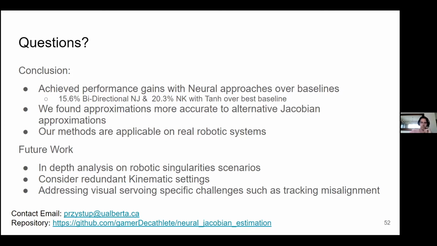And we had some ideas of analyzing some stuff more specific to robotics problems like singularities, issues of redundant kinematics where the Jacobian is not as well conditioned. And there are some issues more specific to visual servoing, where we assumed that we had perfect alignment of the end effector location and where we wanted to move in the camera, but that might not always hold.